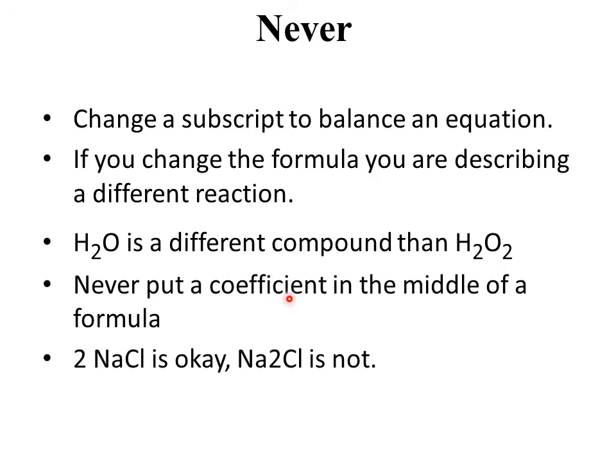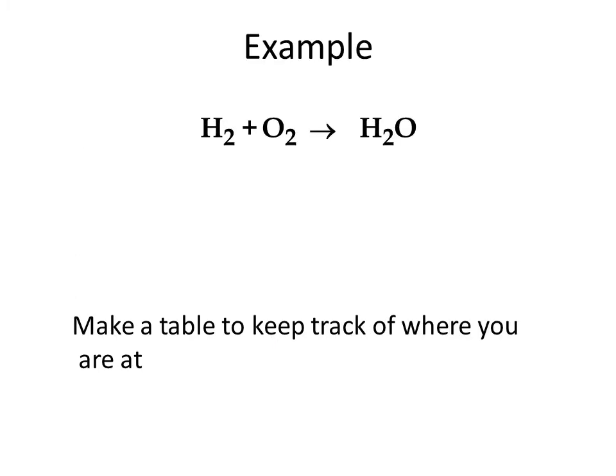You never put a coefficient in the middle of a formula. So if you need 2 sodium chlorides, 2 salts, it's okay to write it with the 2 in the front because that 2 means that you have 2 sodiums and you have 2 chlorines. You never write it in the middle like this because, again, that's changing the formula. That's not okay. All right, so let's look at another example. Let's look at taking hydrogen gas and oxygen gas and making or yielding water. All right, so we've got to make sure we have our formulas written correctly, which they are written correctly in this equation.